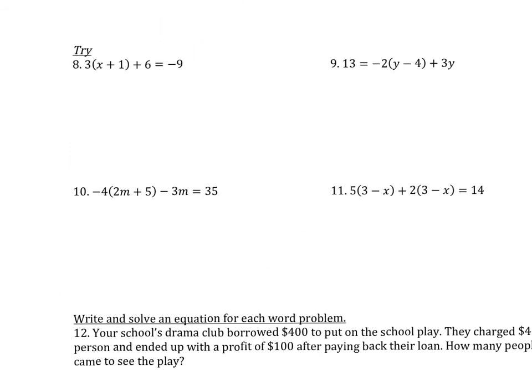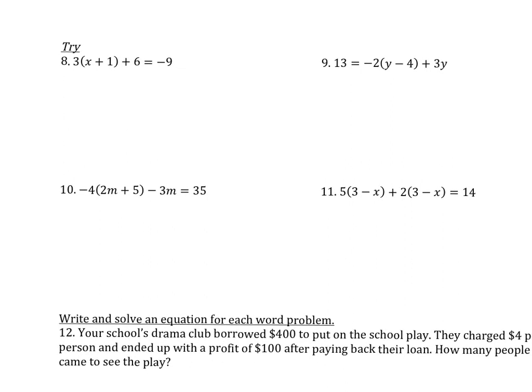All right, let's go ahead and look at 8 through 11 here. I'm going to go through them kind of quickly, so feel free to pause the video as you need to. So on the left-hand side, I need to distribute. So 3 times x is 3x. 3 times 1 is plus 3. Bring down your plus 6, and your equals negative 9.